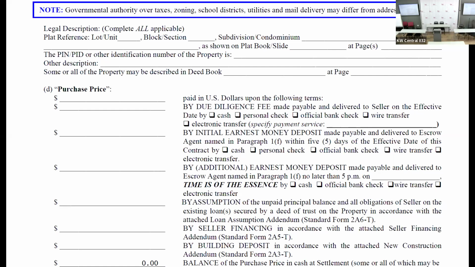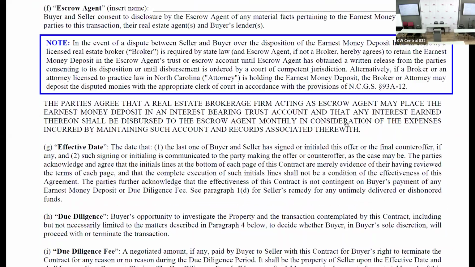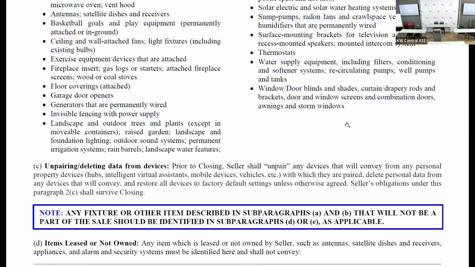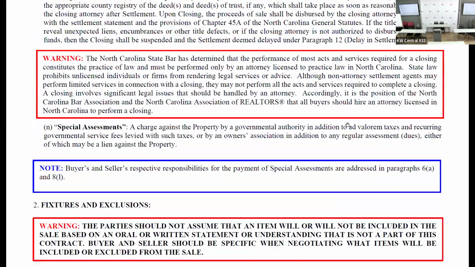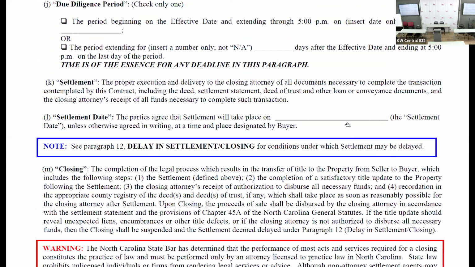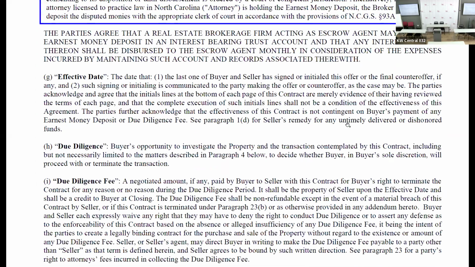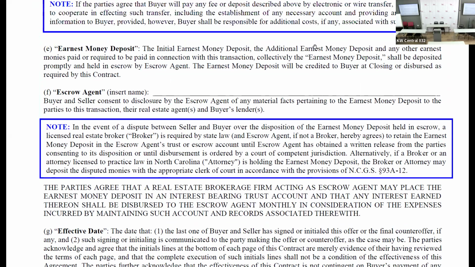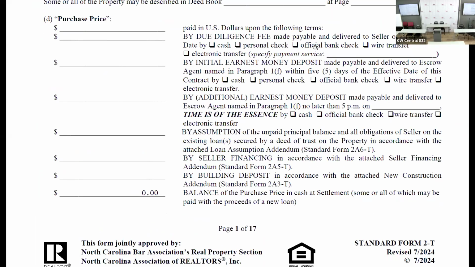So just a initial earnest money deposit, if there is earnest money, just a reminder that that is made out to the escrow agent right here. That's who it would be made out to. So insert that there. If it changes, there's a form for that.